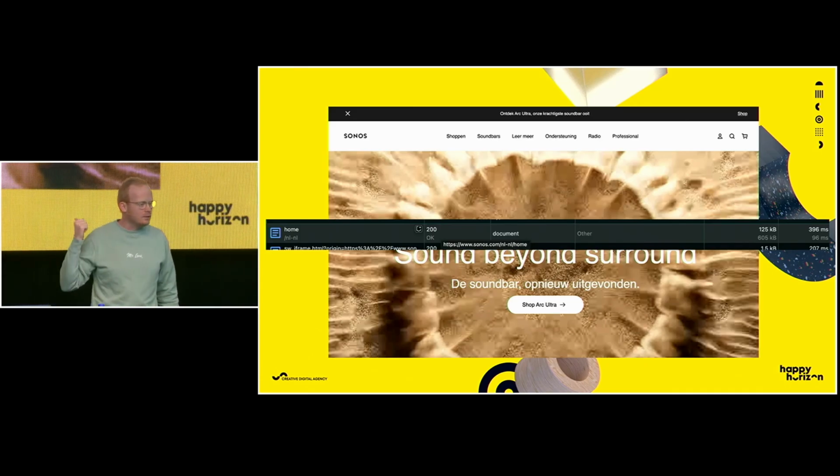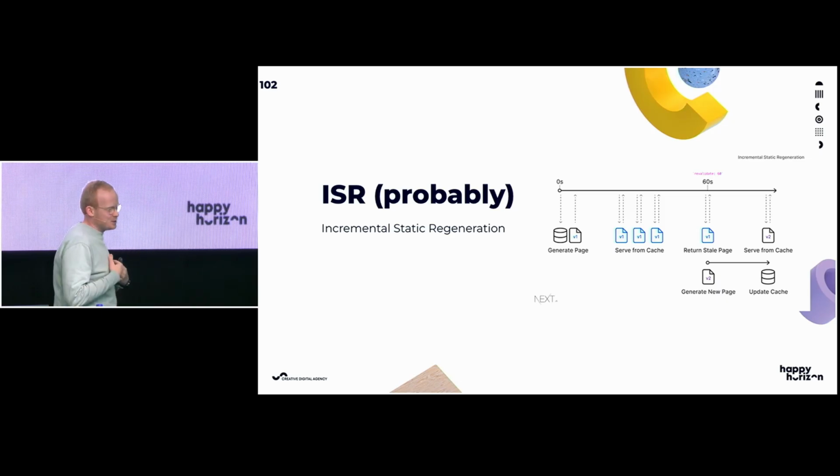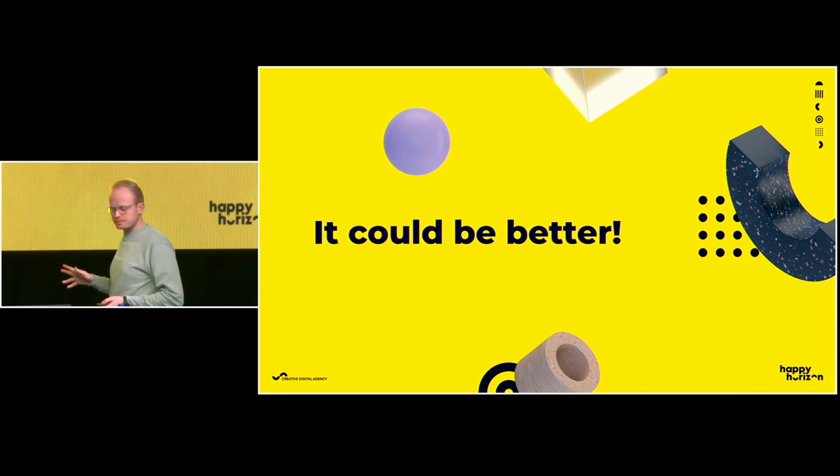So Vercel delivered it in 369 milliseconds, sorry. And probably they're using ISR, but that is just an assumption, because I don't have their code base. So that's pretty neat, because if you do it without caching, then it's getting even slower. But it could be better.